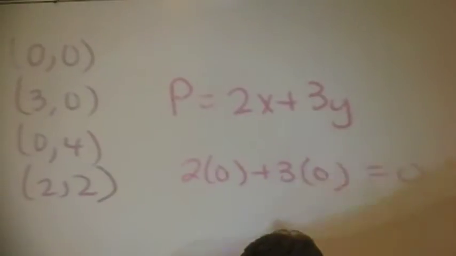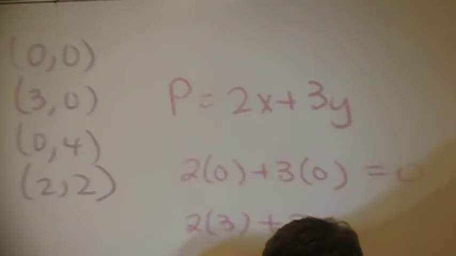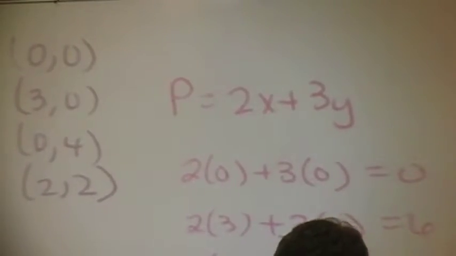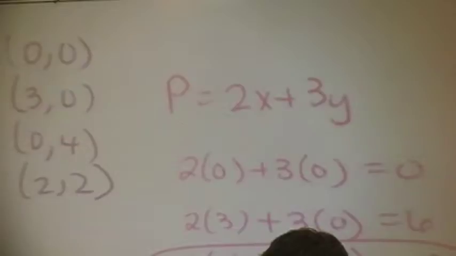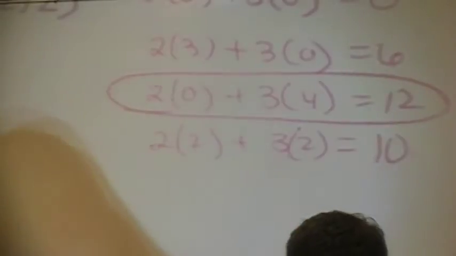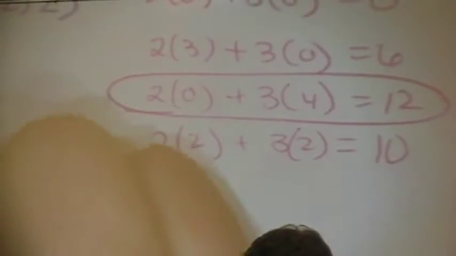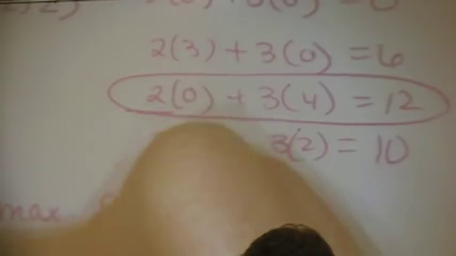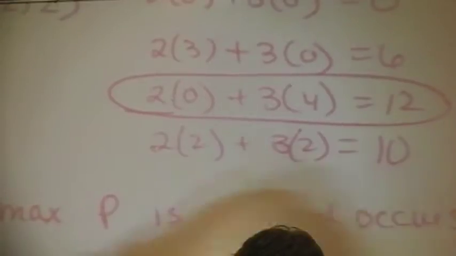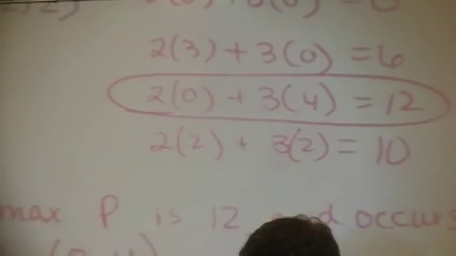So it's not 0, 0. So it's 0, 4, because that gives me 12. That's the max. The max P is 12, and it occurs at 0, 4.